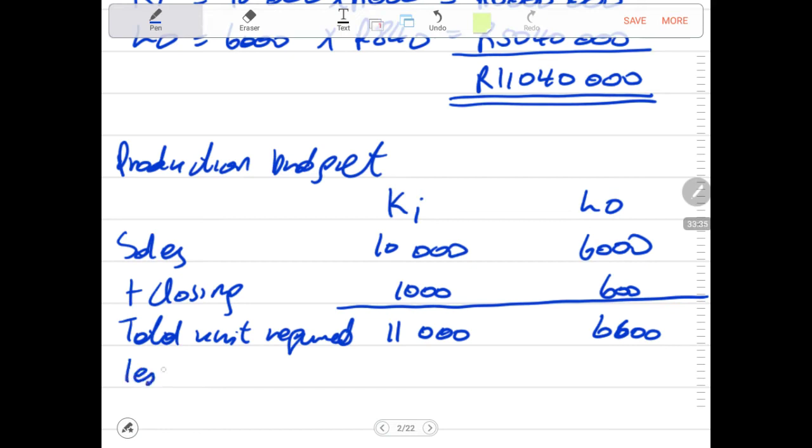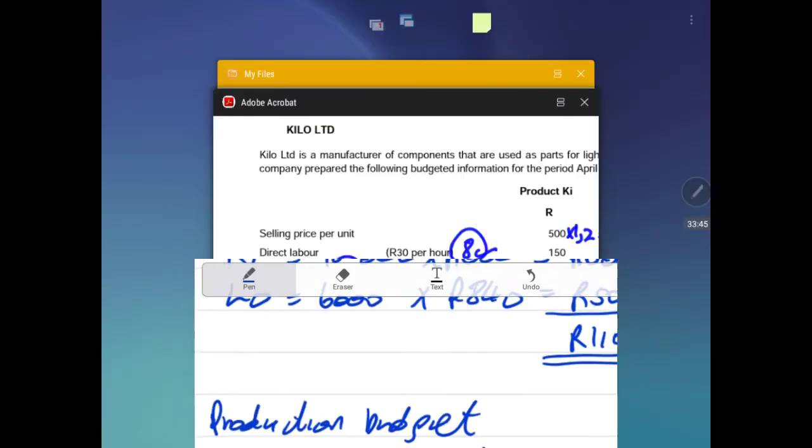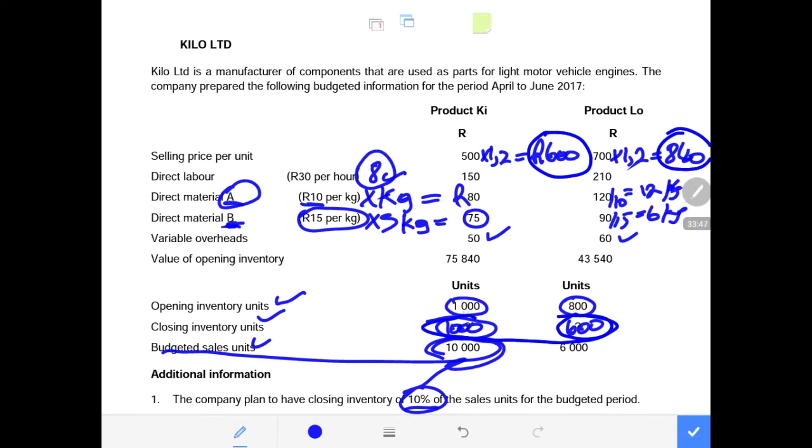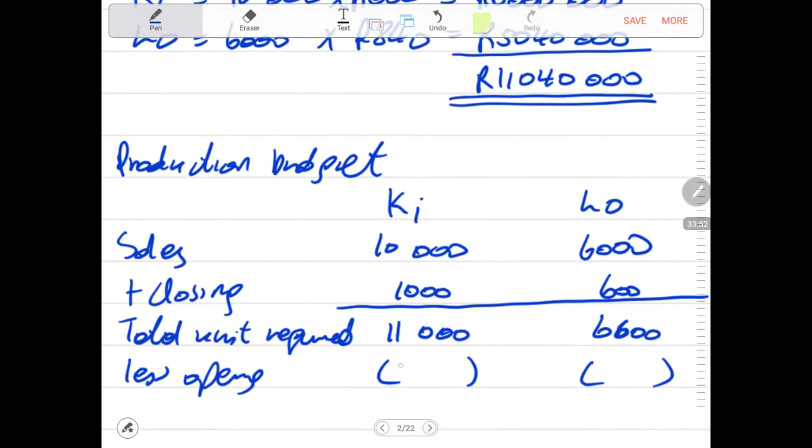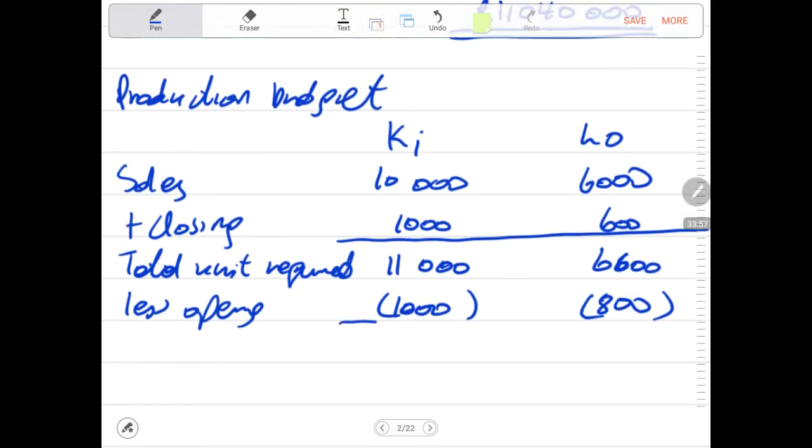Then we say less opening inventory. Opening inventory is 1,800, if I'm not mistaken. Opening inventory is 1,800. These are the completed units. It is 1,800. And then we are done. We get to our total units to be produced.